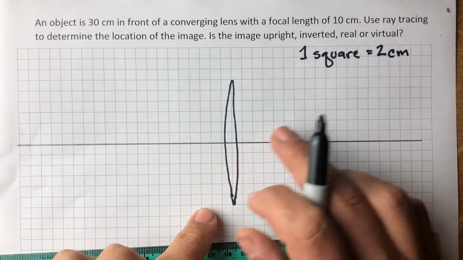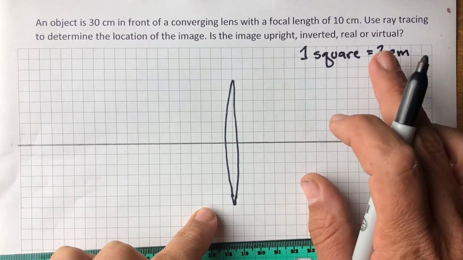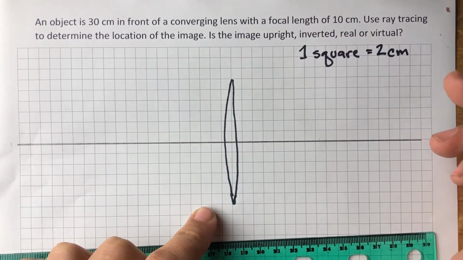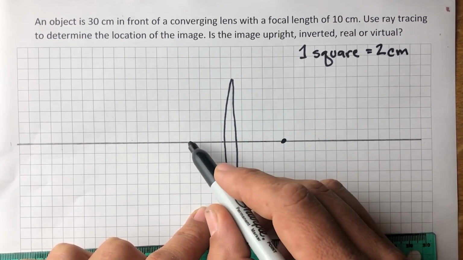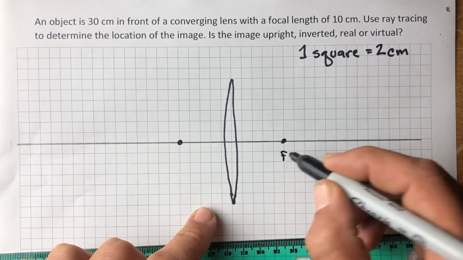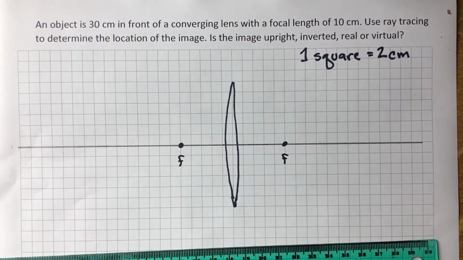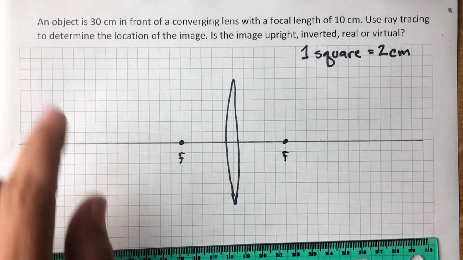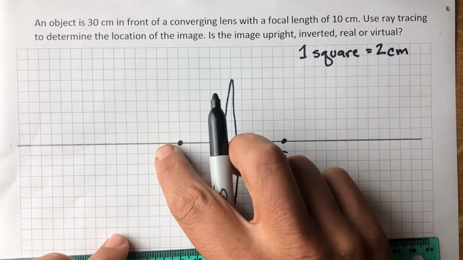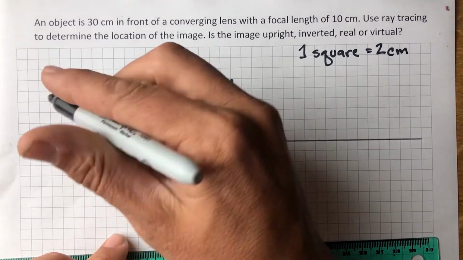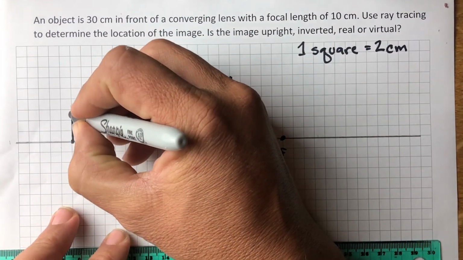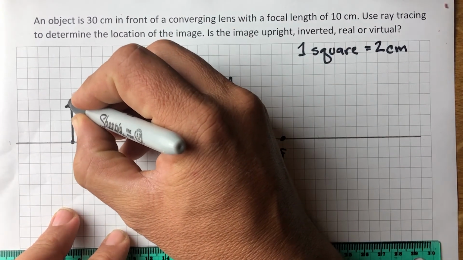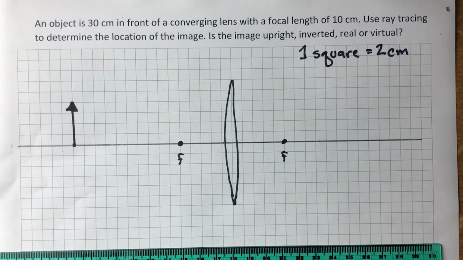It says our focal length is 10 centimeters. 10 centimeters would be 5 squares. 1, 2, 3, 4, 5 on each side. Okay, now let's draw our object. Our object is 30 centimeters, which is 15 squares. Right there will be our object. And we'll go ahead and make it 4 squares tall, arbitrarily, right? They didn't tell us how tall our object was, so we'll just pick 4.